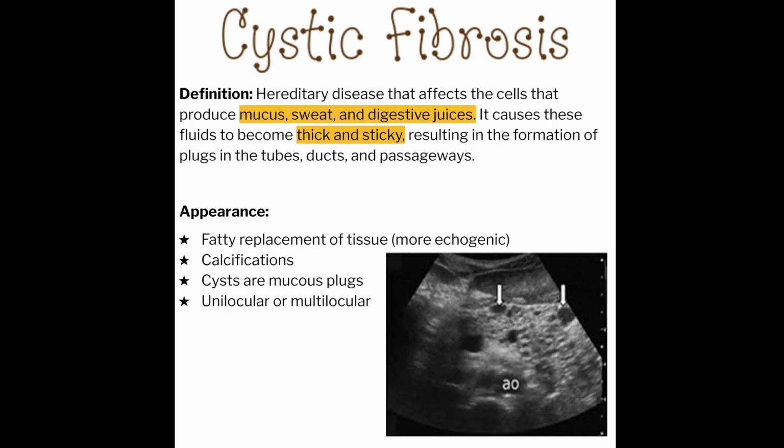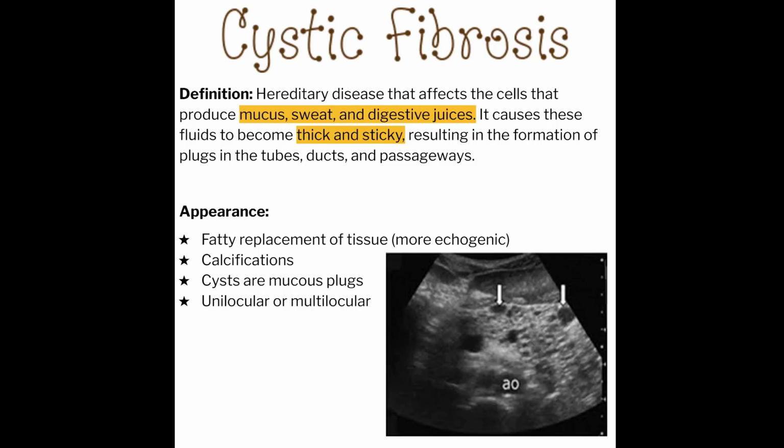Basically, what happens with cystic fibrosis is that it causes these fluids, like mucus, sweat, and digestive juices, to become thick and sticky. And when they become thick and sticky, they just don't flow the way that they're supposed to. And so they start to form these plugs in the tubes or ducts that they come out of, and then we'll see blockages start to occur. So then in the setting of cystic fibrosis and the pancreas, the digestive juices get stuck within the ducts and causes kind of a buildup of juices behind it, thus causing a multicystic appearance to the pancreas.